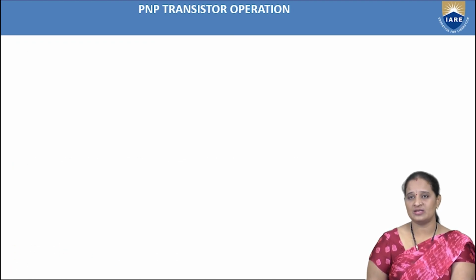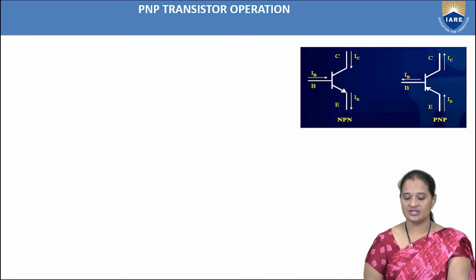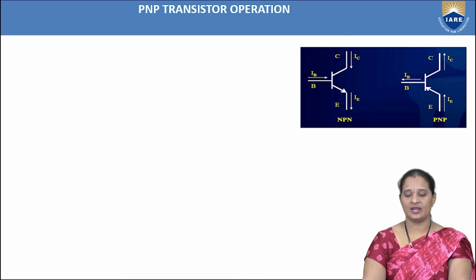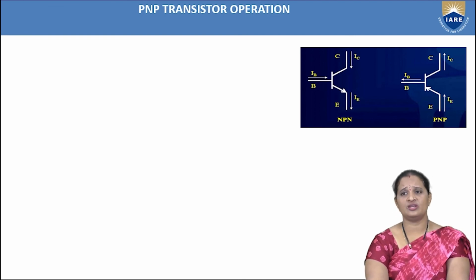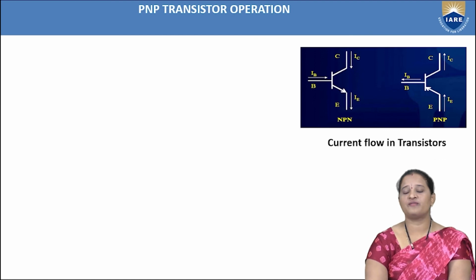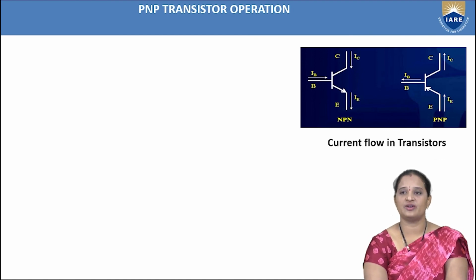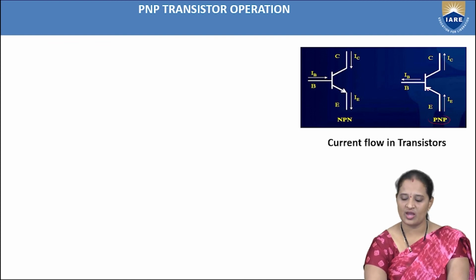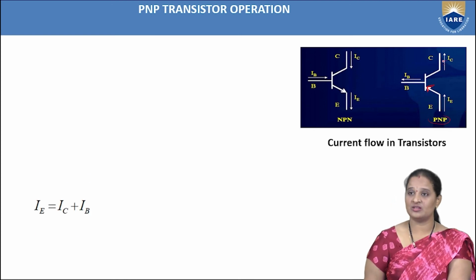IE is equal to IB plus IC, where IB is the base current, IC is the collector current, and IE is the emitter current. So these are the transistors with the flow of current and the directions of current. As it is an NPN transistor, as we all know, the arrow never points in, so the emitter current will always be outwards, whereas the base and collector currents will be into the terminal. If we consider a PNP transistor, the arrow always points in, so the emitter current will always be entering, whereas the base and collector currents are leaving the terminal.